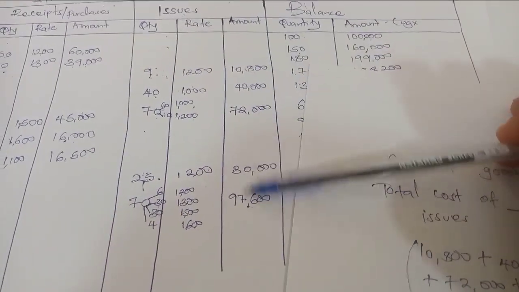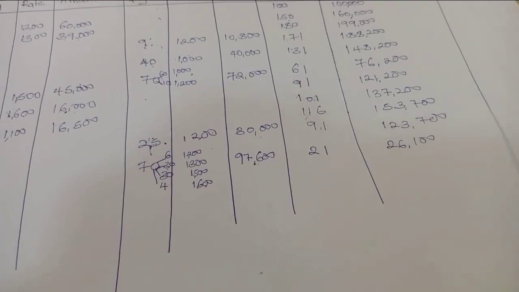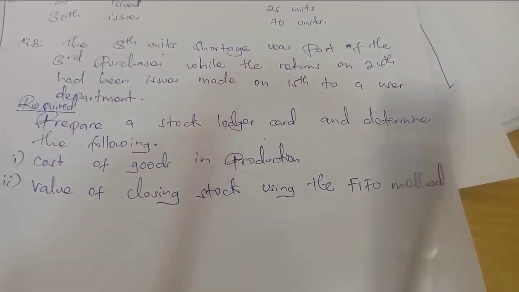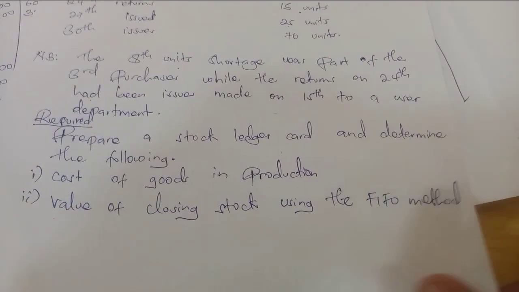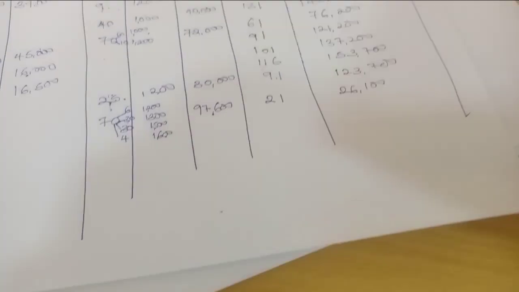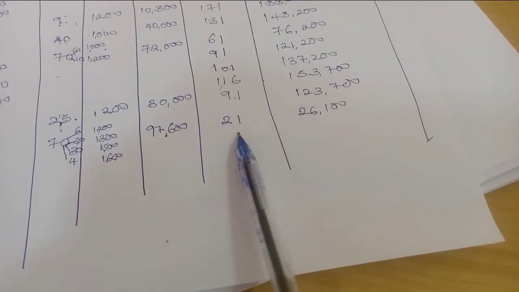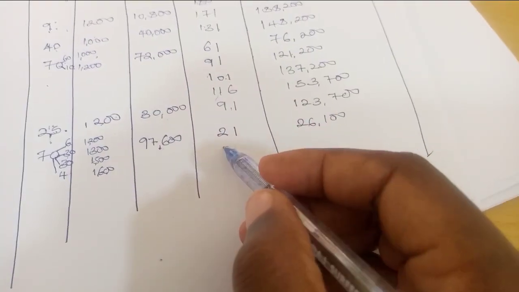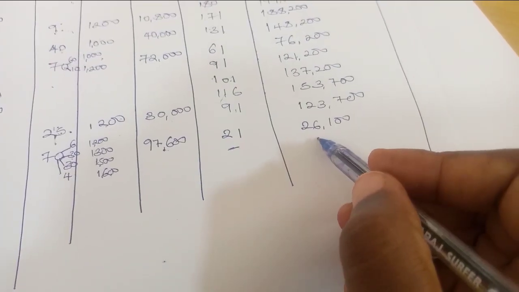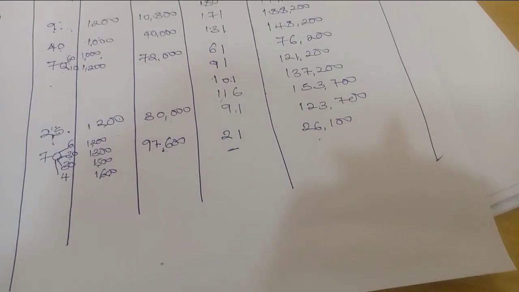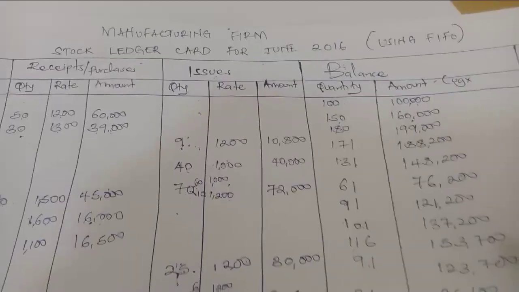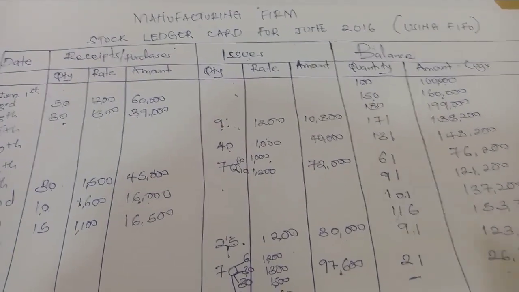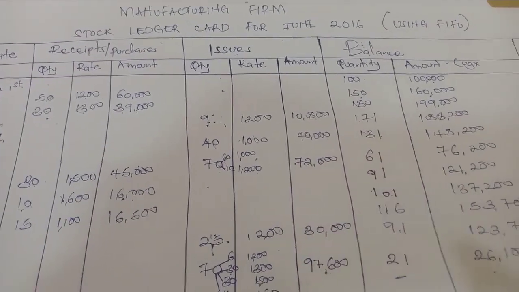That is it. Then another question was valuing of closing stock using the FIFO method. So what is the value of the closing stock? This is the closing stock. So it is 21 units at 26,100 UGX. That is the value of closing stock using the FIFO method. So that is the FIFO method, and it's asked most of the times, meaning it's examinable.